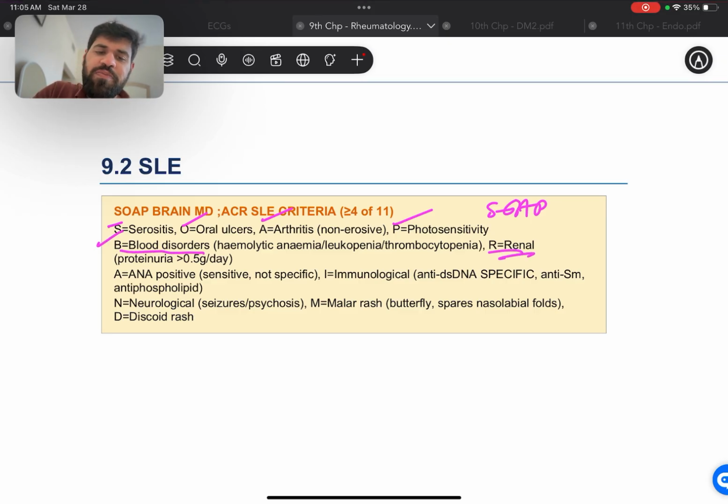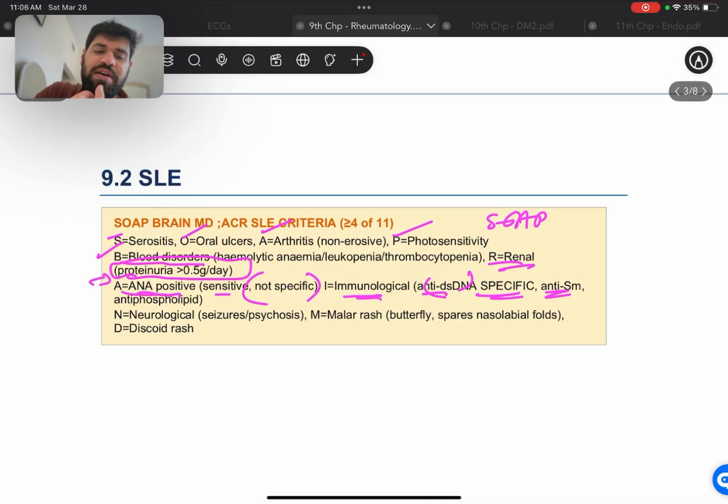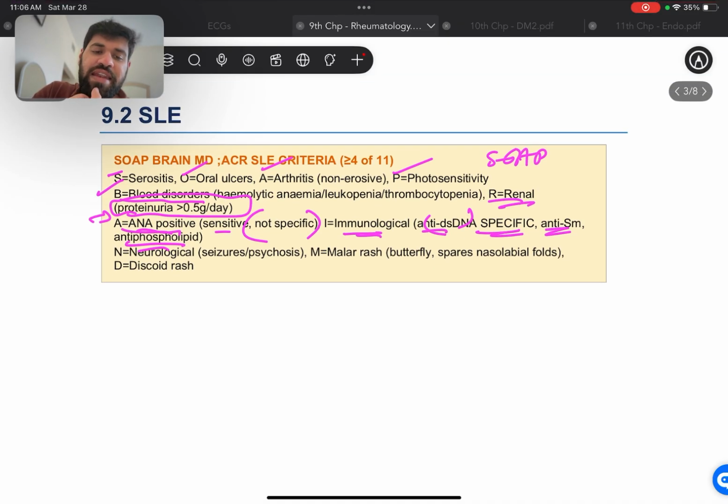R is renal with proteinuria more than 0.5 grams per day. A would be for ANA positive, sensitive but not specific for SLE. I is immunologic, which is anti-dsDNA, which is specific, and anti-Sm, and anti-phospholipid. N is for neurological disorders such as seizure, psychosis.